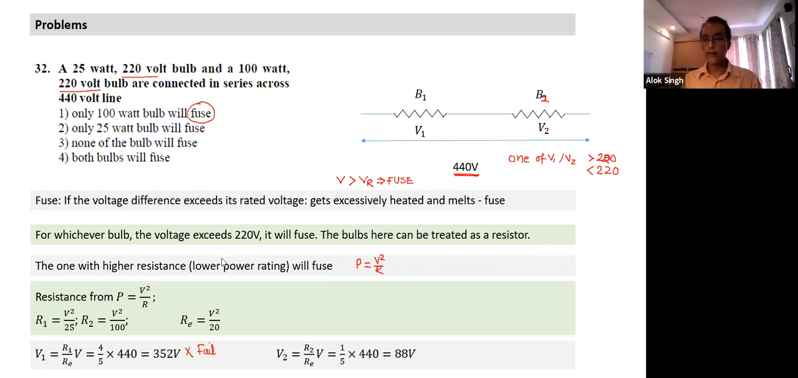Yes, so I understood both ways. Is it possible to find out which bulb will fuse without doing calculation? Yes, it is possible. Try to think in that fashion. Otherwise, I can figure out step by step with calculation which one will fail. Both ways you should understand.